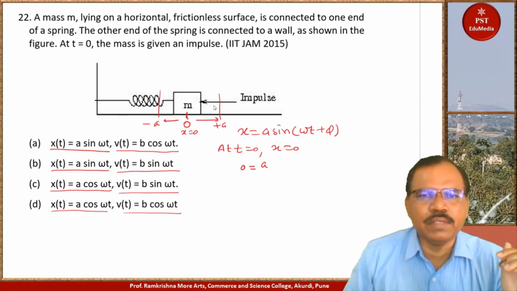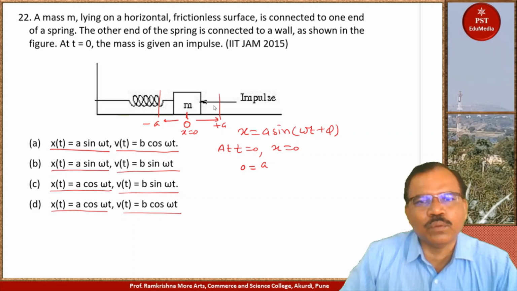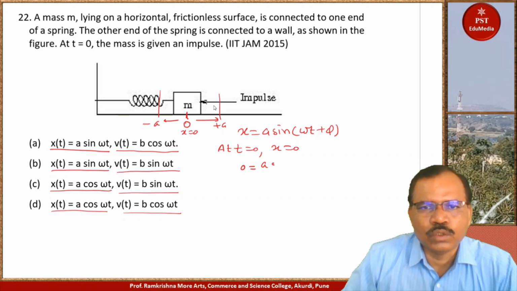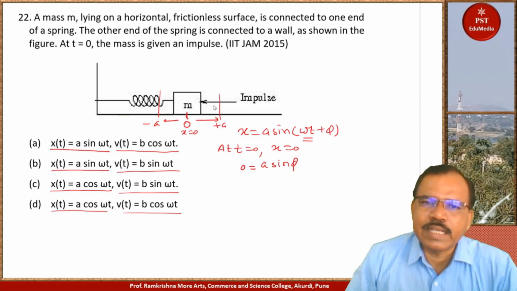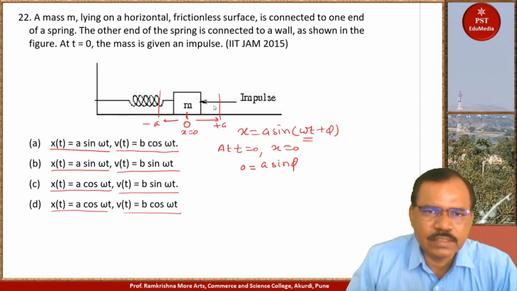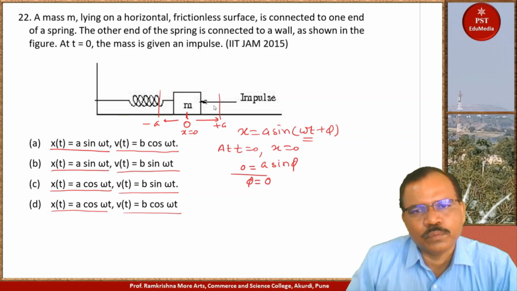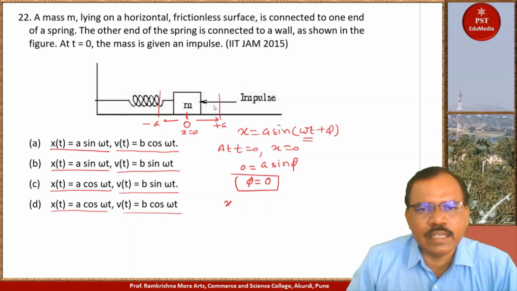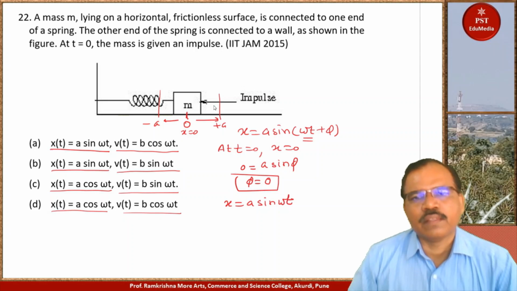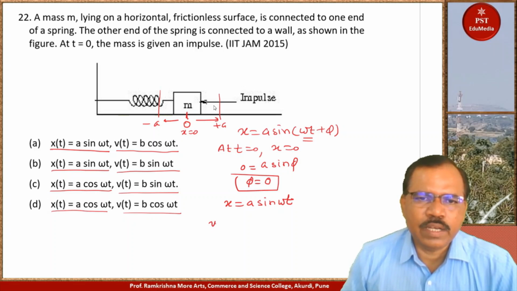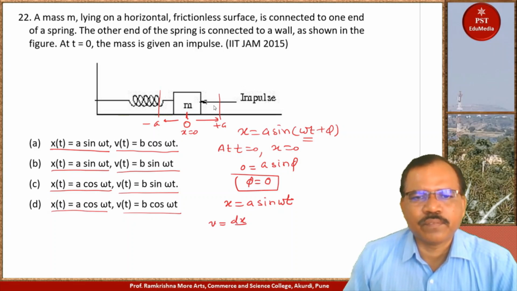So it will oscillate between plus A and minus A, but it starts from x equal to 0 at t equal to 0. So we will get A sin phi because t is 0. So sin phi is 0 means phi is 0. So we get here x is equal to a sin omega t. And what is velocity? Velocity is dx by dt. So we will get here a omega cos omega t.